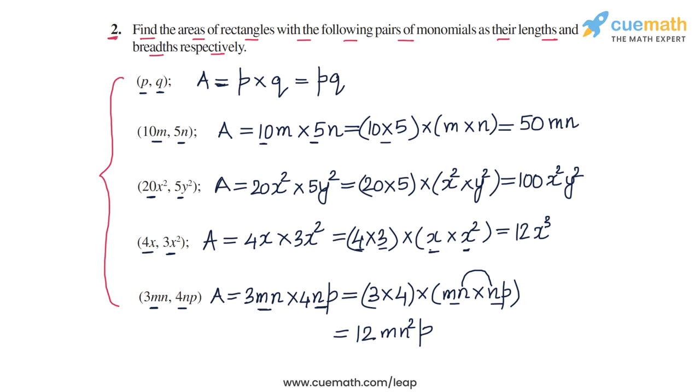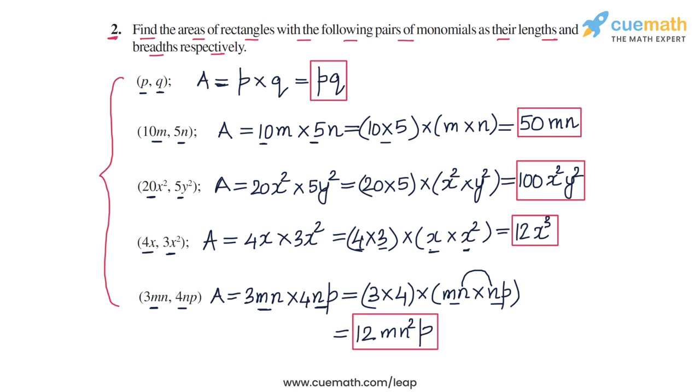So the 5 parts of the answer are PQ for the first pair, 50mn for the second pair, 100x square y square for the third pair, 12x cube for the fourth pair, and 12mn square p for the fifth pair. And this completes question number 2.